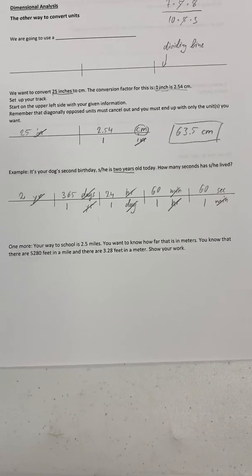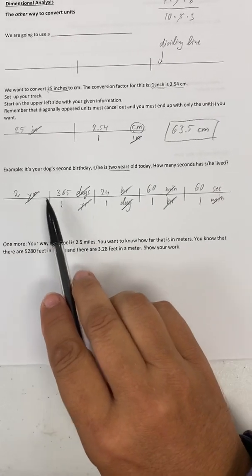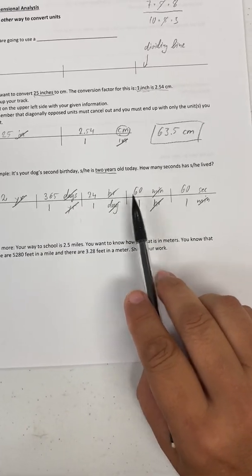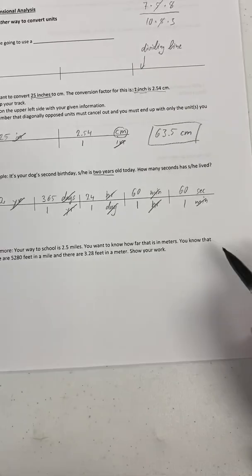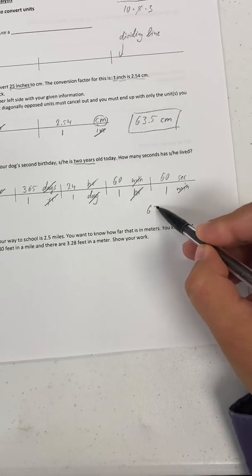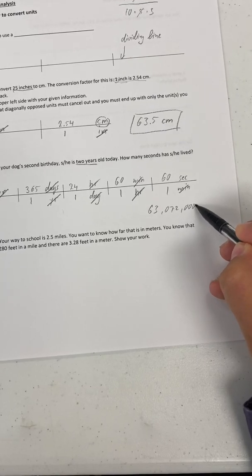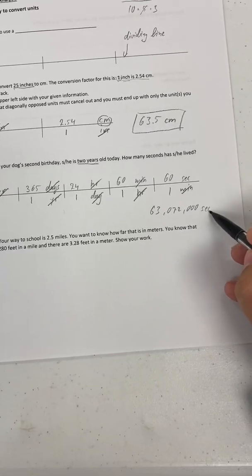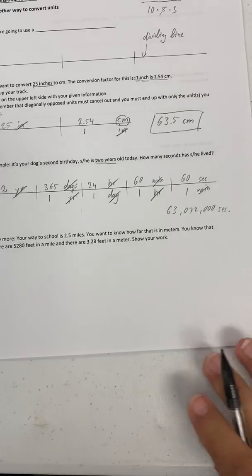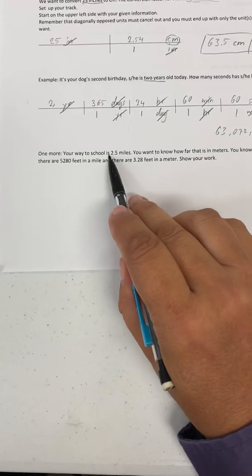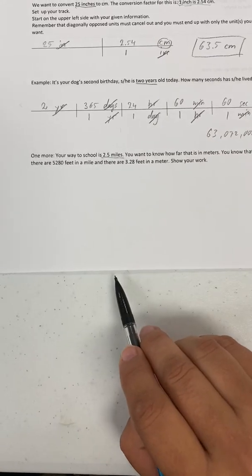Now put this all into the calculator. 2 times 365 times 24 times 60 times 60, and you get to a really big number. It's 63,072,000, and that's seconds.